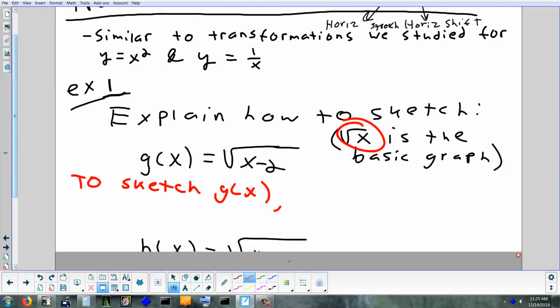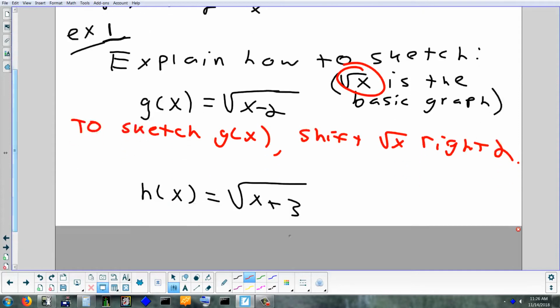Yep, go ahead, Emily. You shift to the right too. You would shift it to the right 2, yes. So that -2, that's a horizontal because it's inside. It's addition or subtraction, so it's a shift. And I think, okay, horizontal always does the opposite. So you just have to remember it or put it on your reference sheet. So it's going to go right 2. That's it.